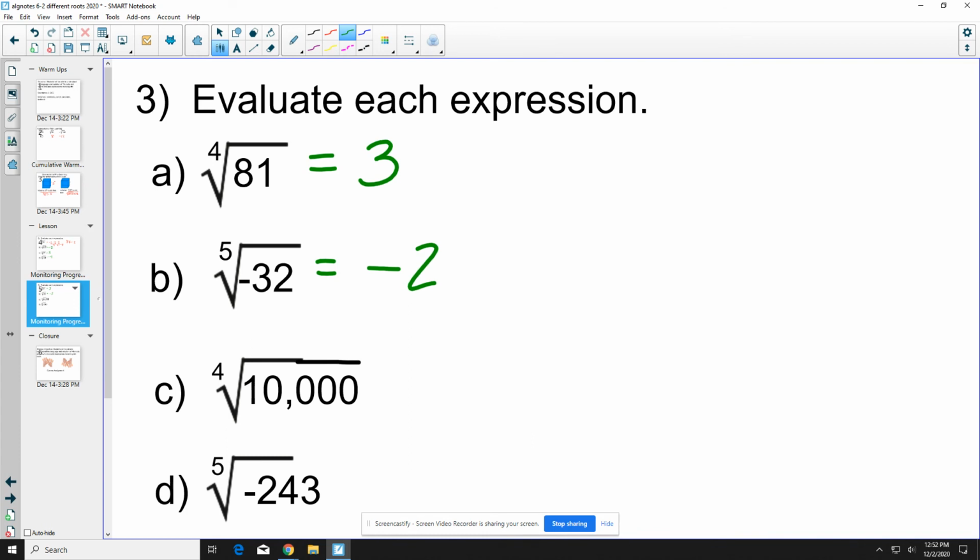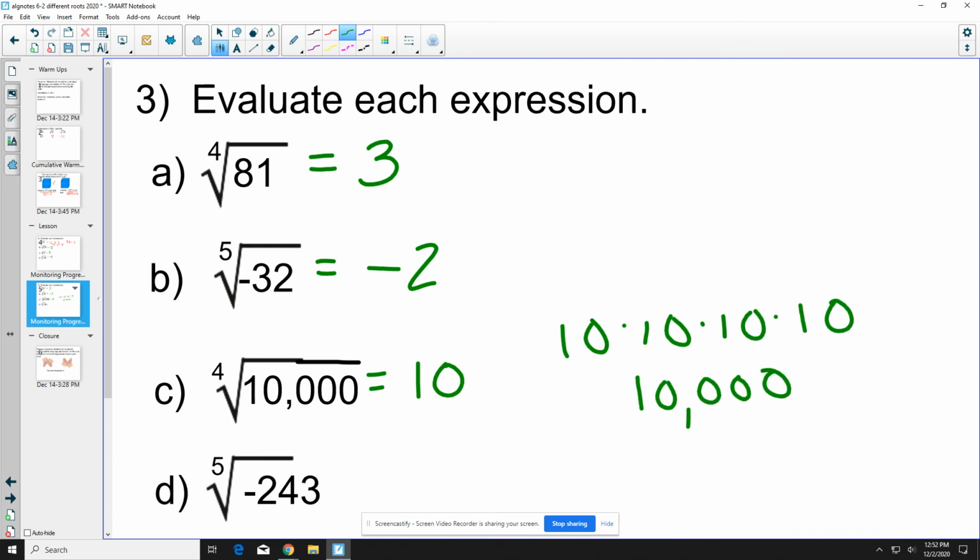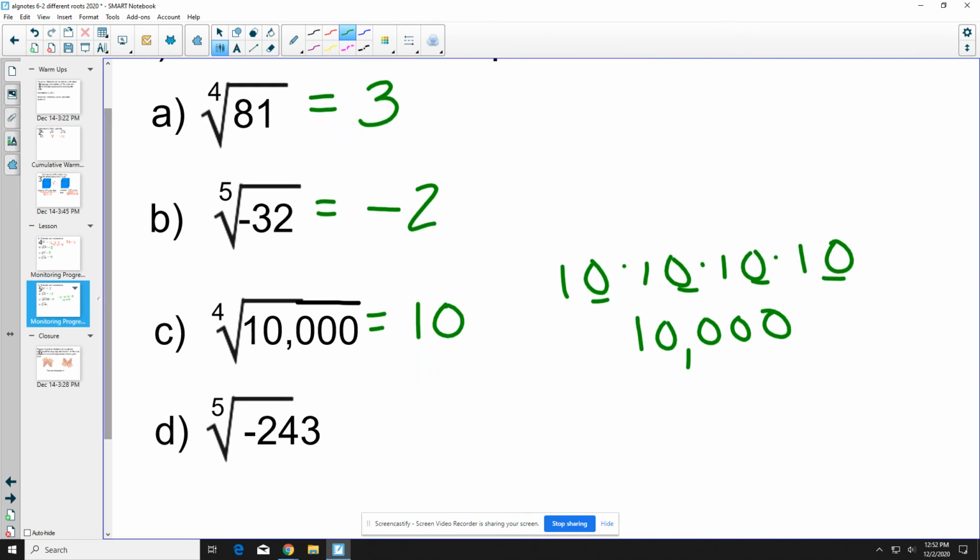Part C, the fourth root of 10,000 would be 10. Because if you take 4 10s and multiply them, that's going to be 10,000. It's going to have 4 zeros in the answer, so that is 10. And the fifth root of negative 243 would be a negative 3. So 3 times 3 is 9, times 3 is 27, times 3 is 81, times another 3 would give you 243. But you'd have to multiply negative 3's in order to get the answer, negative 243.